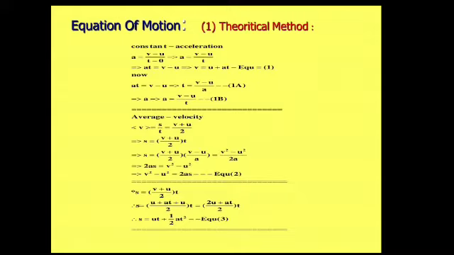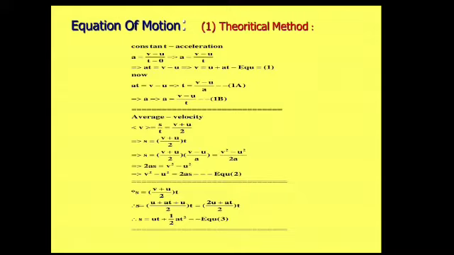Third, average v is equal to v plus u upon 2 and s is equal to v plus u upon 2 into t. So s is equal to v plus u upon 2 into t, that is u plus at plus u upon 2 into t. So s is equal to ut plus 1 by 2 at square.